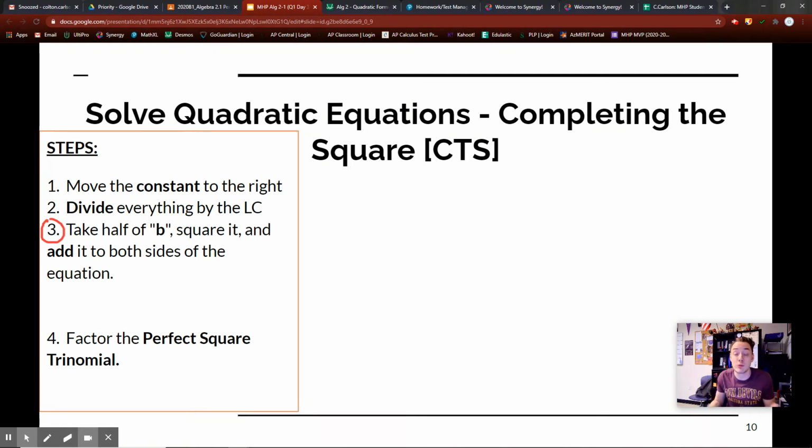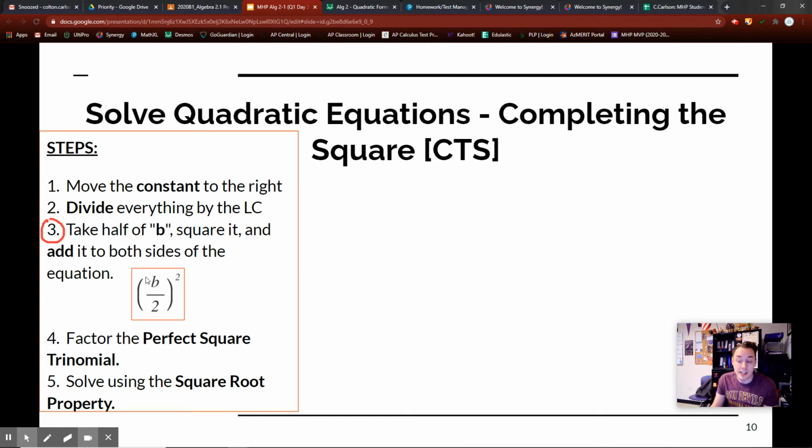But abstractly, not actually visually, we'll be creating a square abstractly using our math. And that square is a perfect square trinomial. And then we're going to use the square root property to solve for my x values. That is my small formula that I have right there.